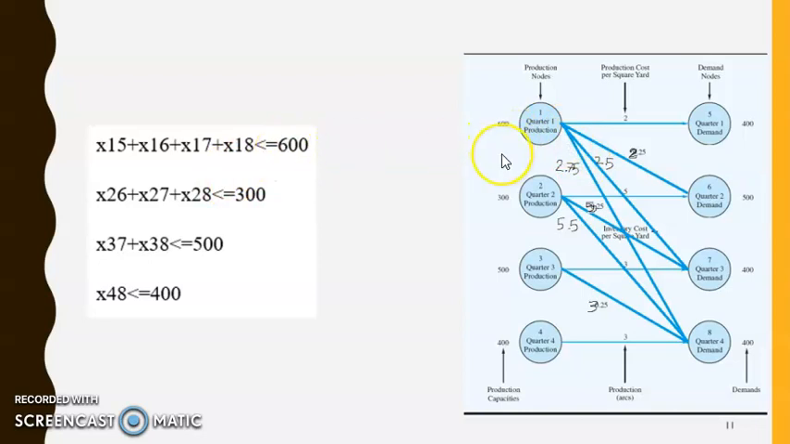All of these things must be equal or smaller than 600. The same description and elaboration applies to these things. For the last one that you can see, X48 is equal or smaller than 400 because we have only one outflow from this node, and the capacity of quarter 4 is 400, so X48 is equal or smaller than 400.